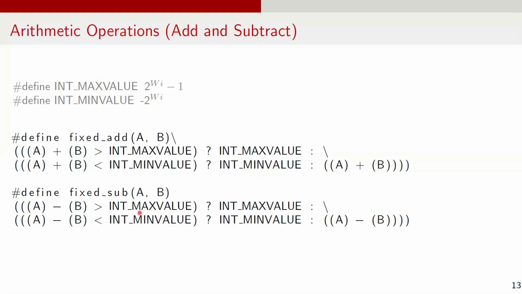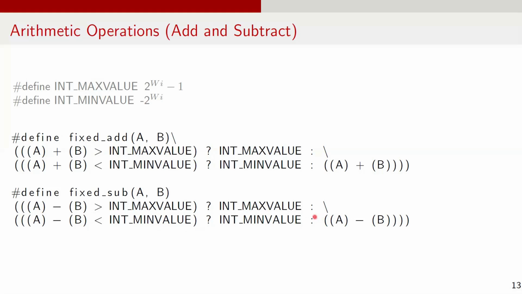The subtraction macro is similar to addition. It's #define FIXED_SUB a, b. If the difference of a and b is greater than INT_MAX_VALUE, it is limited to the max value. However, if the difference is less than INT_MIN_VALUE, it is limited to the minimum value. Otherwise, we set it as a minus b.